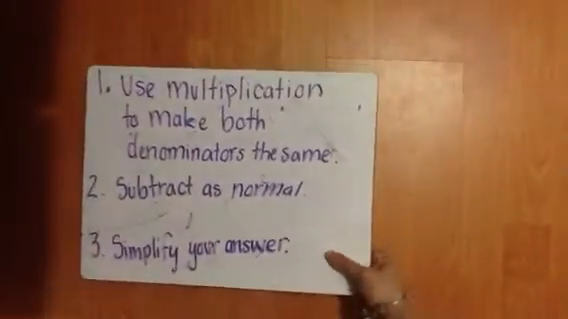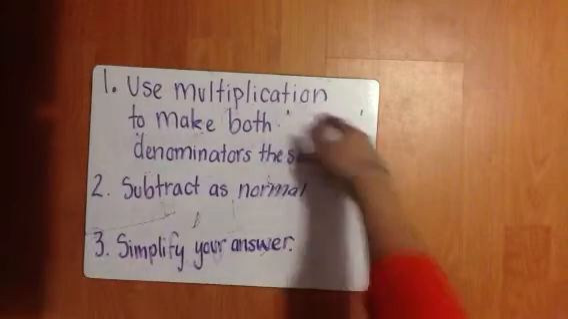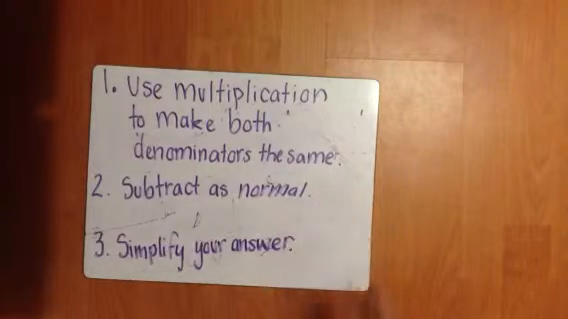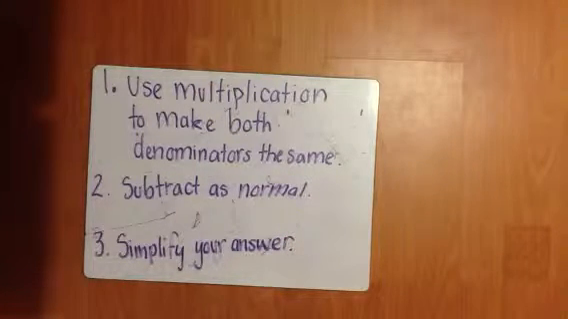There's 3 steps that we need to follow when we're subtracting fractions. We need to use multiplication first to make both the denominators the same, because just like with adding fractions, we cannot solve the problem until both of our denominators are the same. The second step is we just subtract the fractions as normal, and the third step is we simplify our answers.